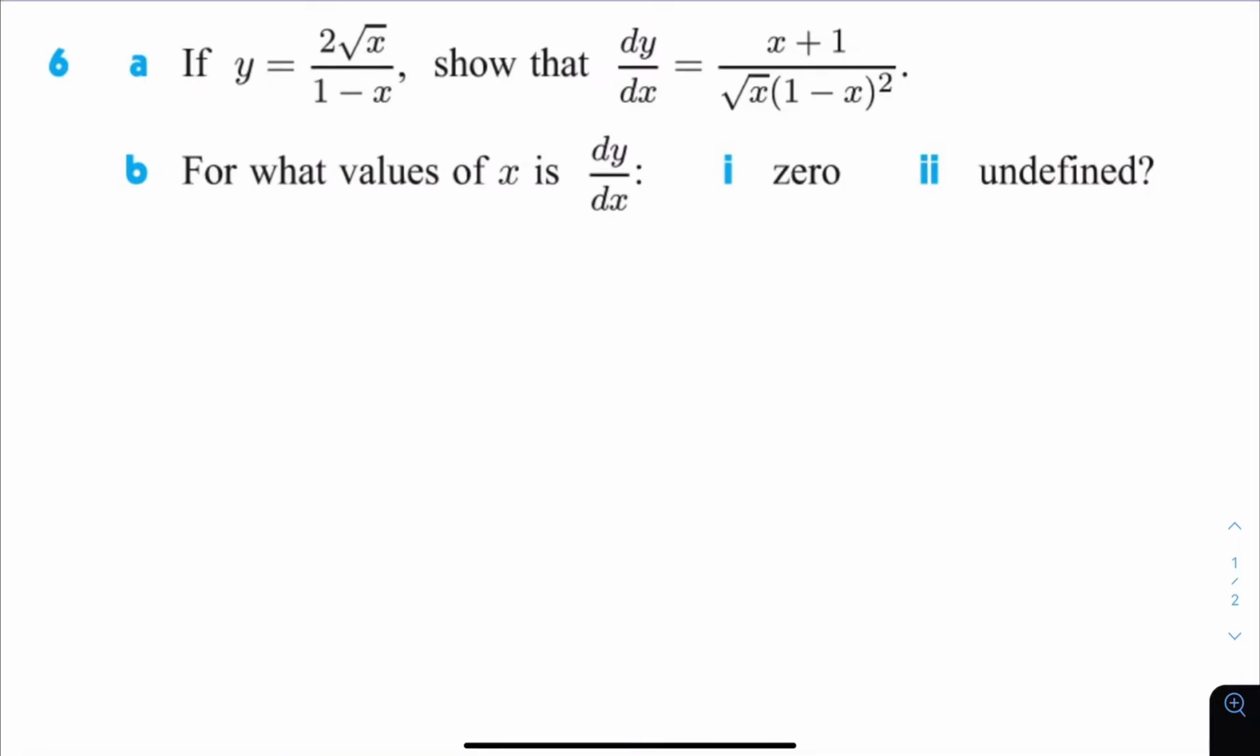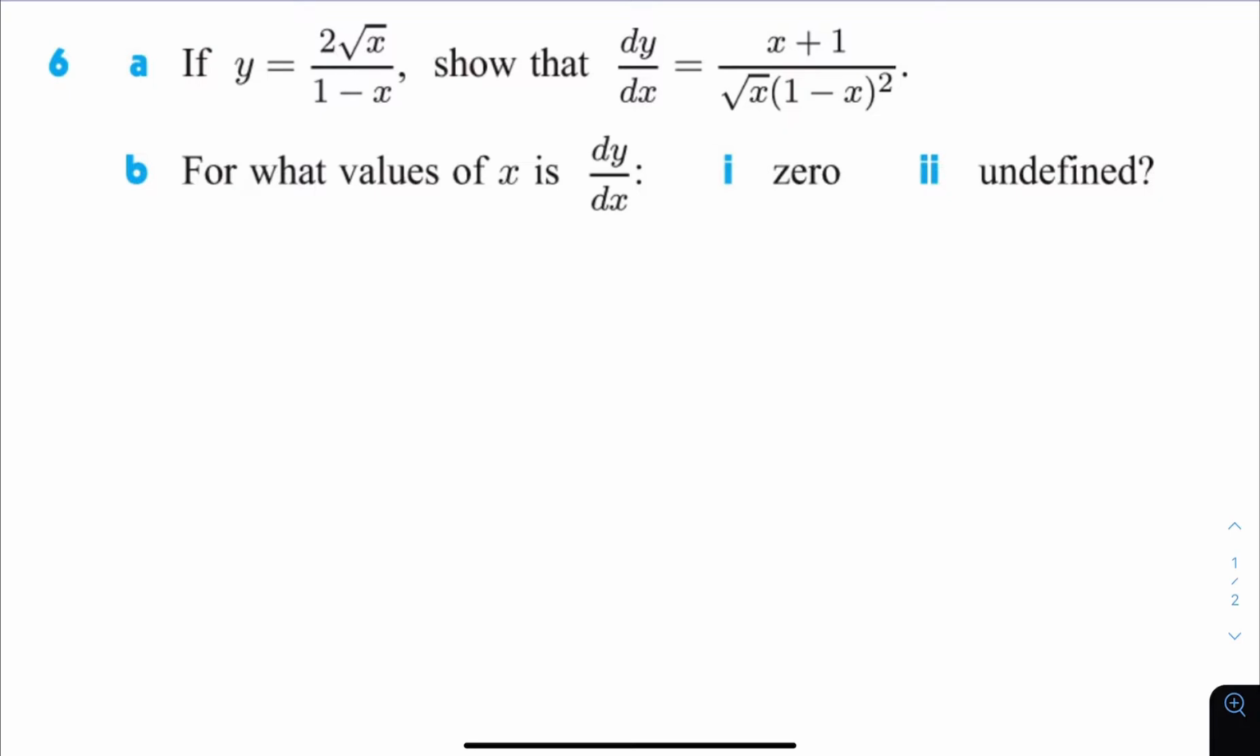So the first part of this question tells us to differentiate with respect to x, given that y is equal to 2 root x over 1 minus x. And we're expected to get x plus 1 over root x times 1 minus x squared. So the first thing we have to do is identify the rule we're going to use. So we have a fraction, and we have values of x in the numerator and denominator, so this suggests that we're going to be using the quotient rule.